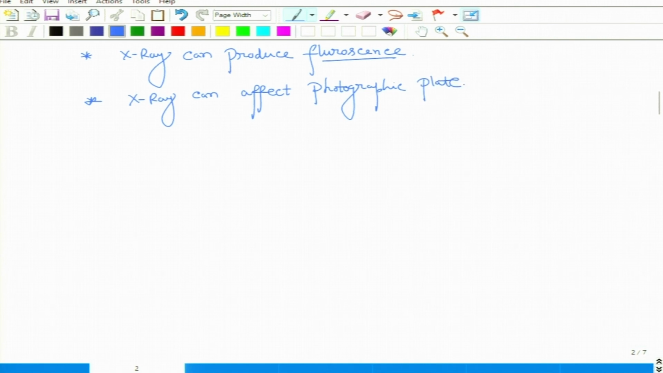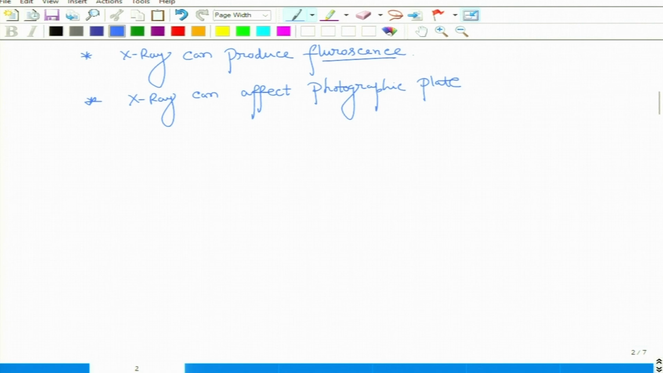Okay, so when the X-ray is emitting from that solid after being hit by the cathode rays, that ray can affect, meaning it can destroy, the photographic plate. Okay, it will make a spot there. This is also a property of X-ray.